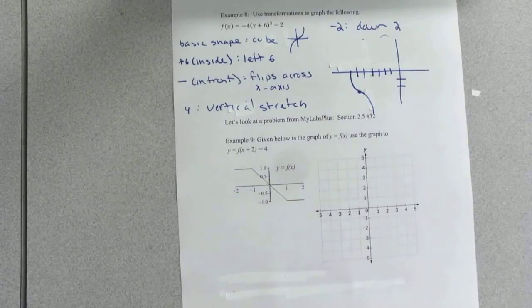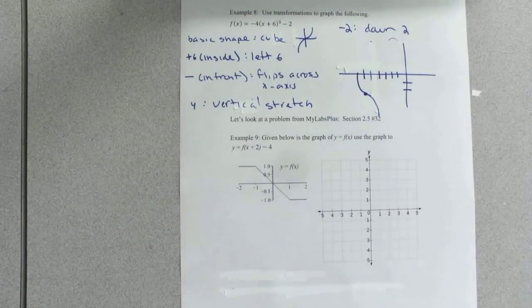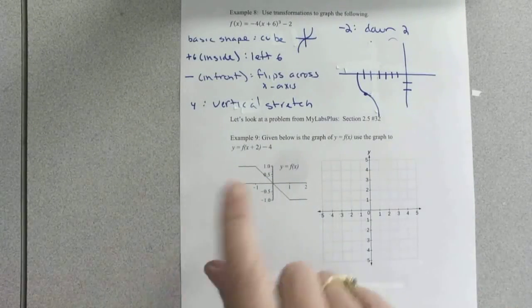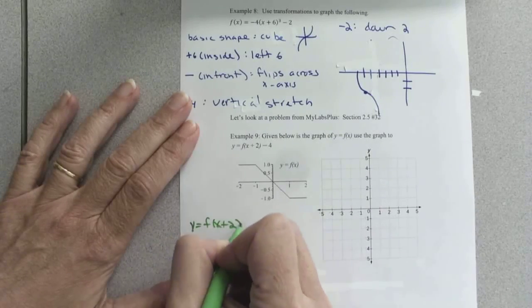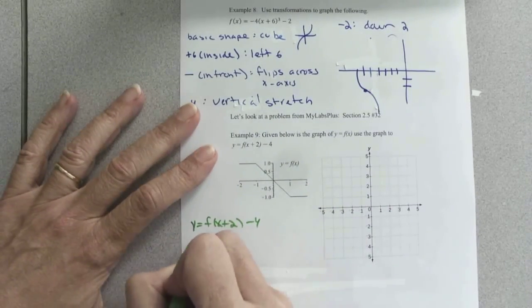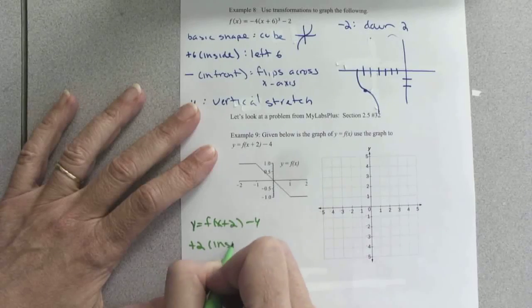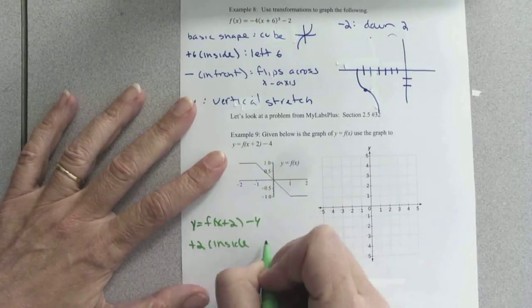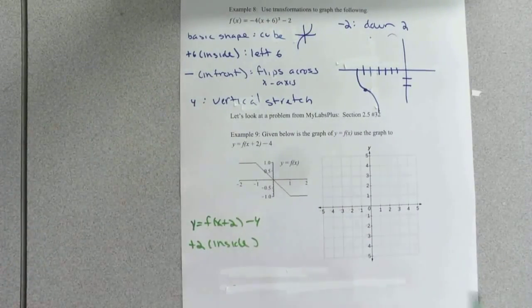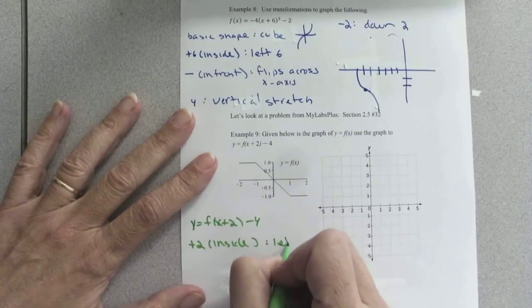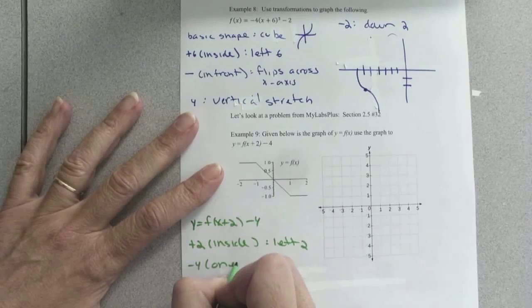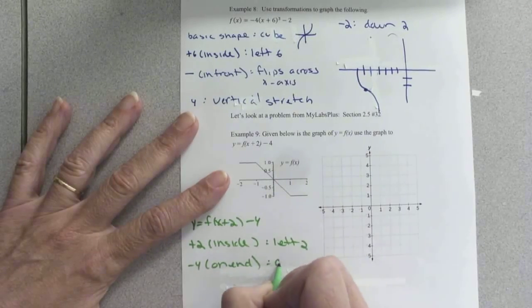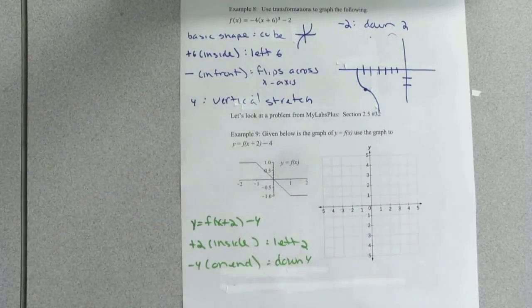Okay, last problem in this section. Got that same thing again, those same points. Graph this last guy, y equals f of x plus 2, minus 4. The plus 2, which is inside, goes opposite to what you'd expect. Left 2. The minus 4 on the end, not on the inside, down 4.